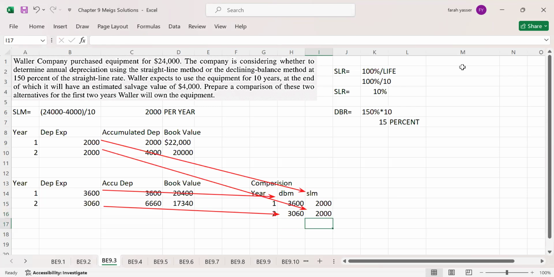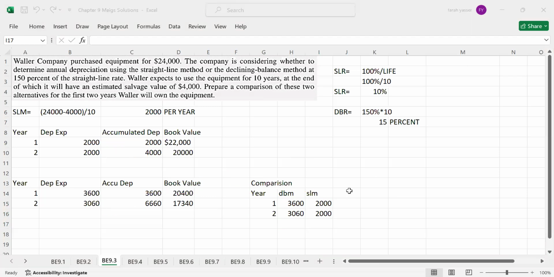So what is the difference between them? First year, when we deduct depreciation under straight line method from depreciation under declining balance method, we get $1,600. Means depreciation expense under declining balance method is $1,600 higher than straight line method.